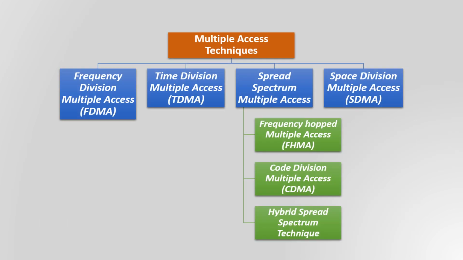Now multiple access techniques are further divided into four: FDMA, frequency division multiple access; TDMA, time division multiple access; spread spectrum multiple access; and SDMA, space division multiple access. The spread spectrum multiple access is further divided into FHMA, that is frequency hopped multiple access, CDMA, that is code division multiple access, and hybrid spread spectrum technique. We will see them in detail in the coming videos.